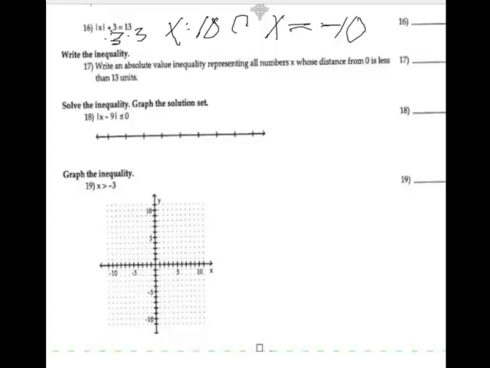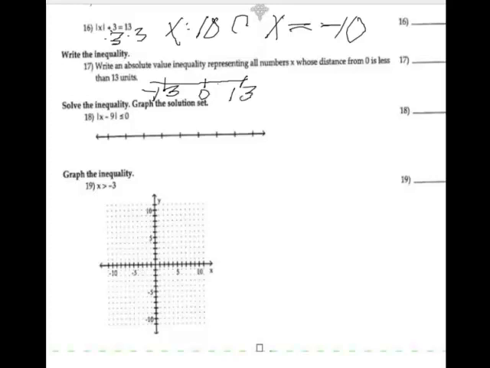Write an absolute value inequality representing all numbers x whose distance from 0 is less than 13 units. All numbers whose distance from 0 is less than, an absolute value. Okay, so what numbers are we talking about? We're talking about minus 13 and 13.